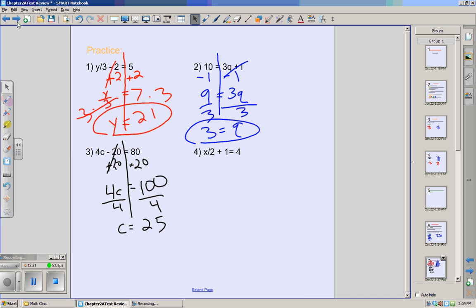My final problem is x divided by 2 plus 1 equals 4. Again, I start with what's not attached. That is the 1 in this instance. Minus 1, minus 1. That leaves me with x divided by 2. 4 minus 1 is 3. The inverse of x divided by 2 is multiply times 2. Multiply times 2. X equals 6.